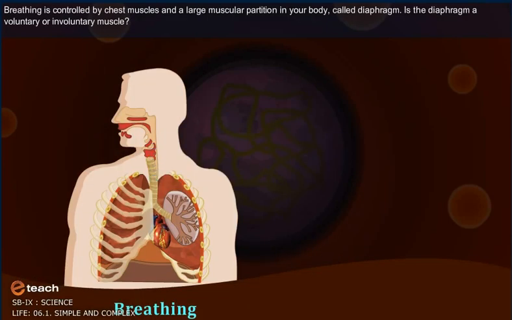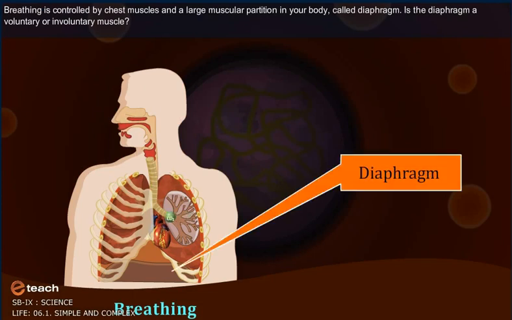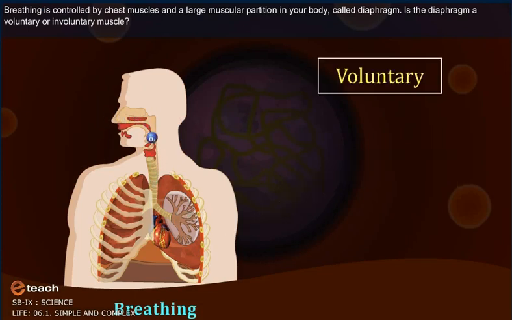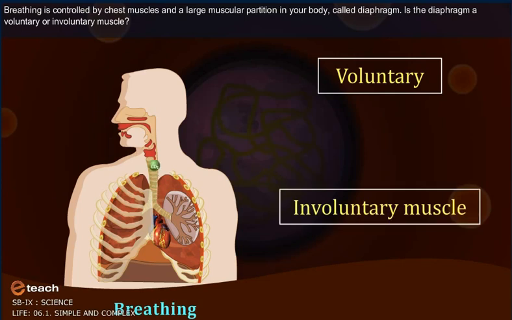Breathing is controlled by chest muscles and a large muscular partition in your body called the diaphragm. Is the diaphragm a voluntary or involuntary muscle?